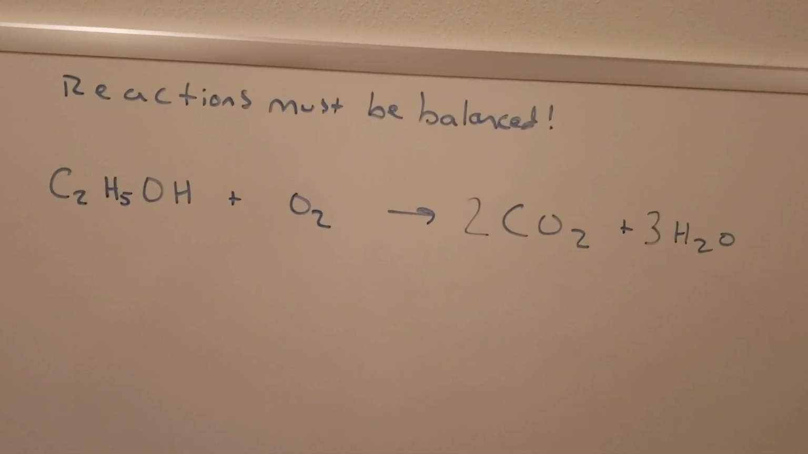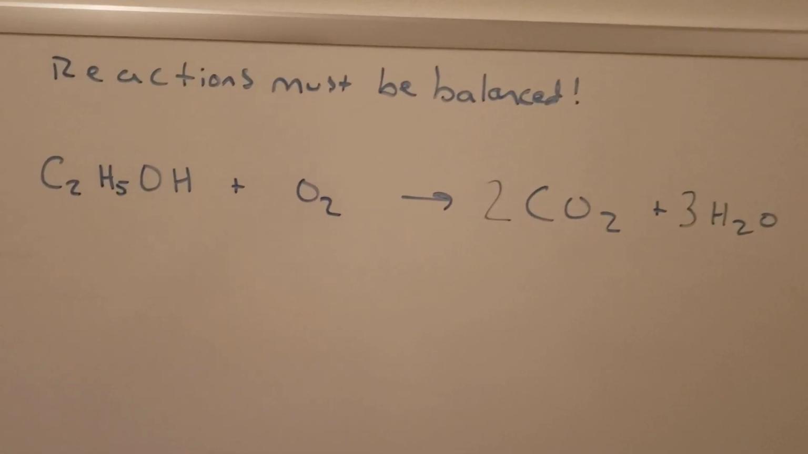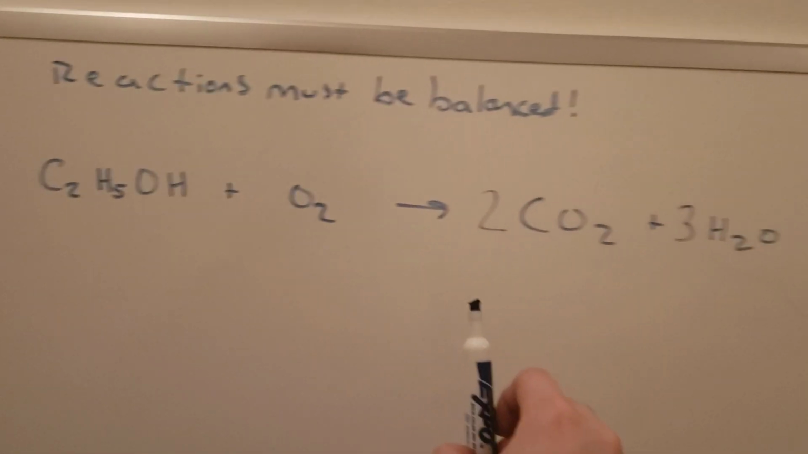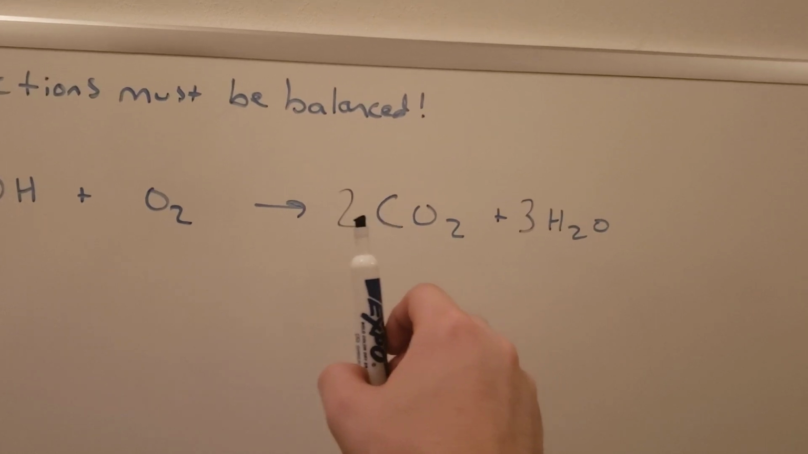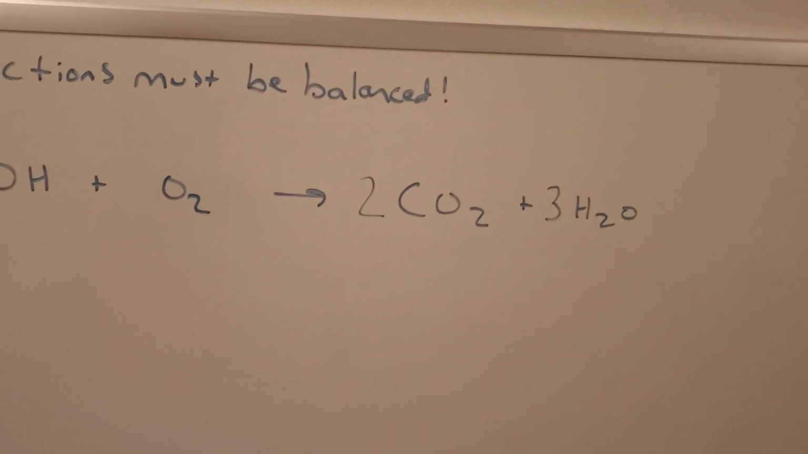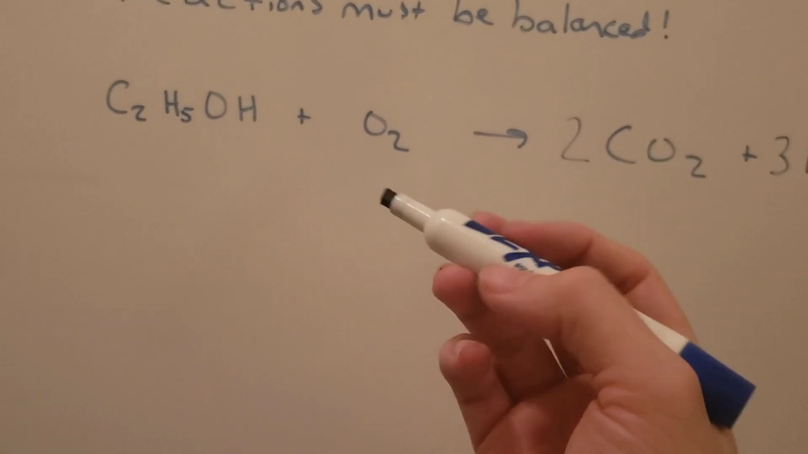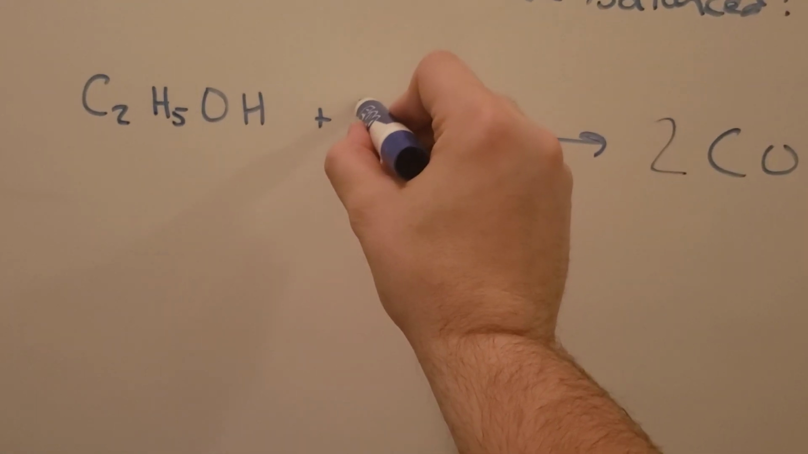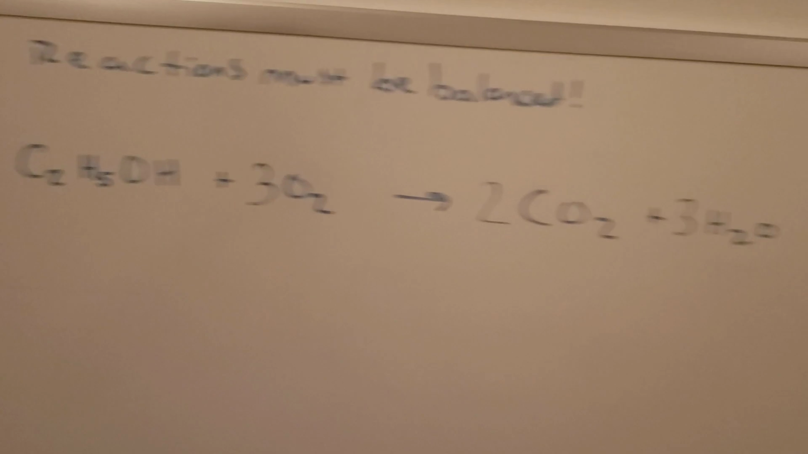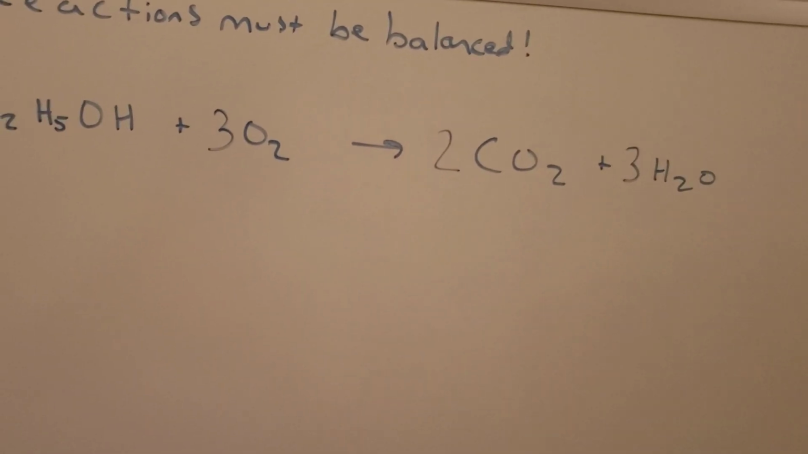That part is balanced. Now the final part that we need to work on is the O's. On the reactant side, we have 1, 3. And on the product side, we have 4, 2 times 2, and 3, so 7 total. So we need to make sure that there's 7 over here. And we can do that by putting a 3 in front of the O2. Now there's 6 plus 1, which is 7, and 4 plus 3, which is 7. So they have the same amount on each side, right?